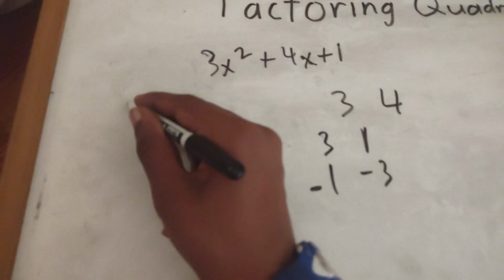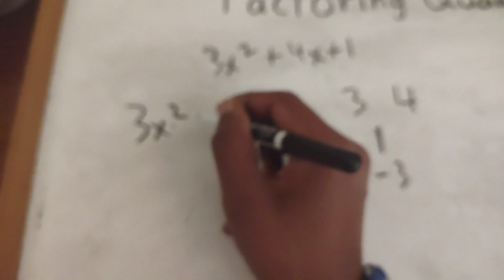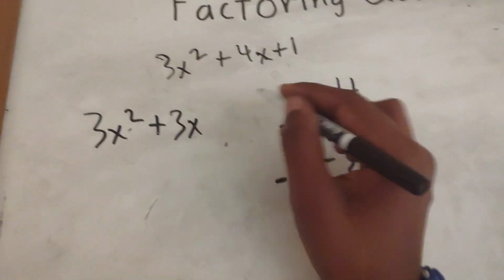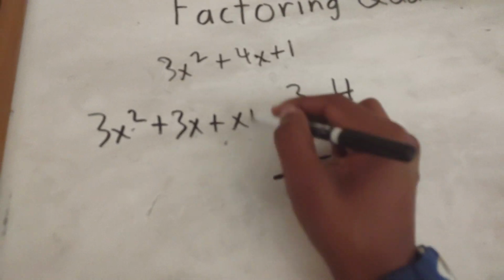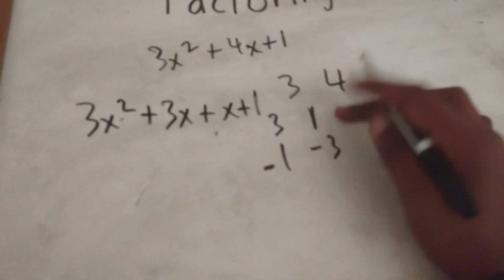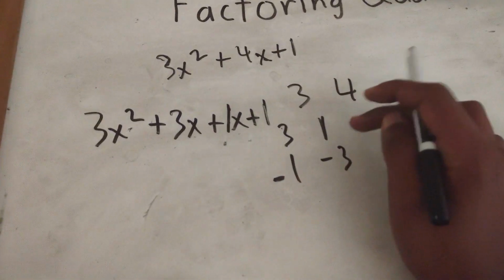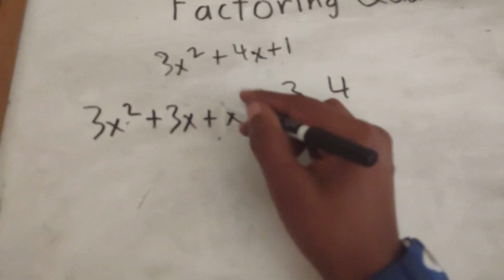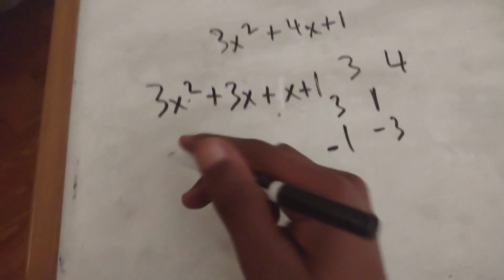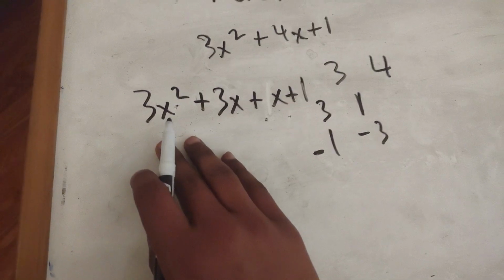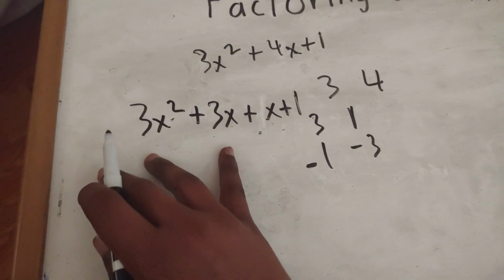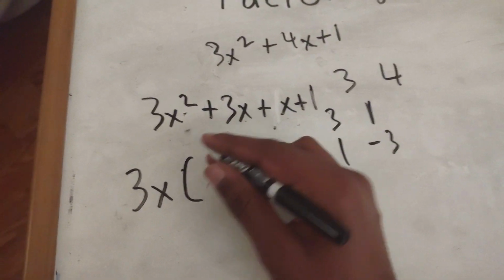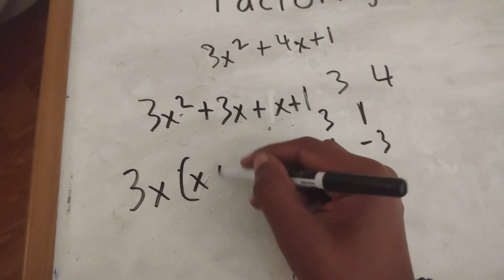So we write it out like 3x squared plus 3x plus x plus 1. This is just 1x, so this would just be 3x, and this would be 1x, or just x. Now we have to factor out a common factor in the first two terms. So the common factor would be 3x, and then inside would just be x plus 1.